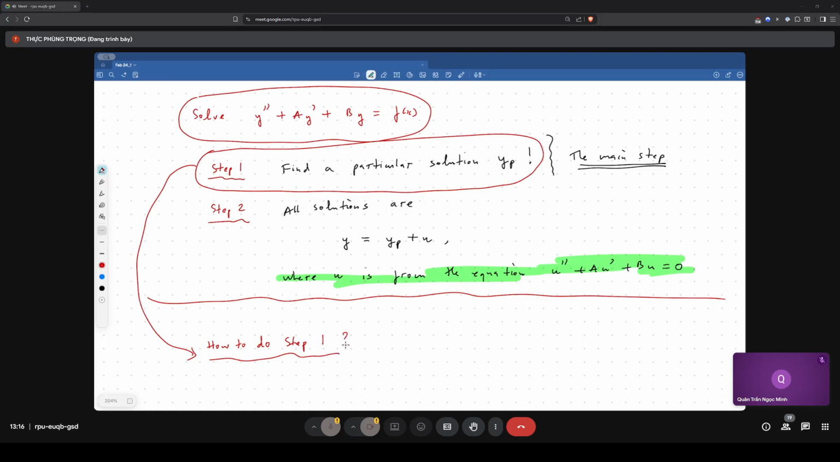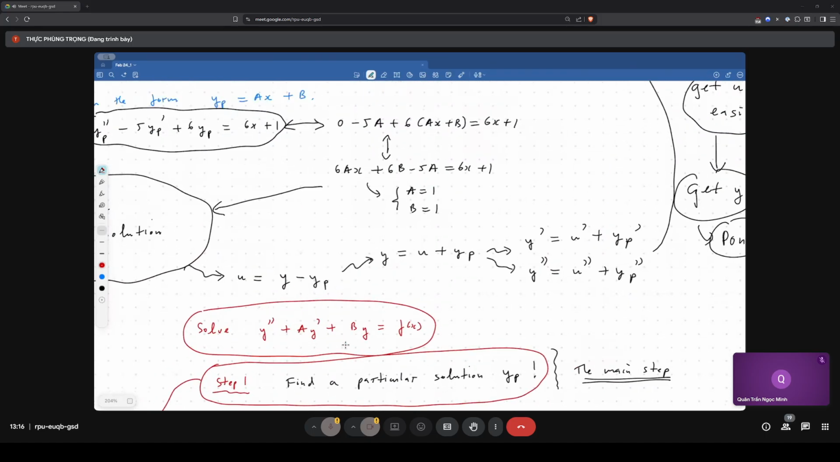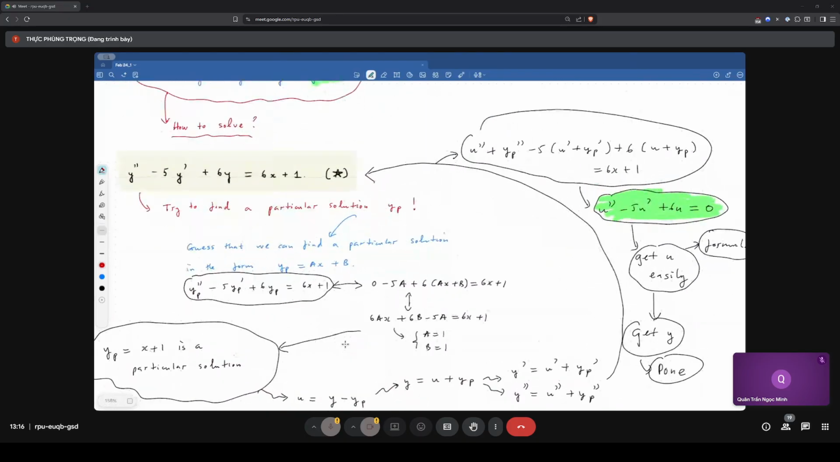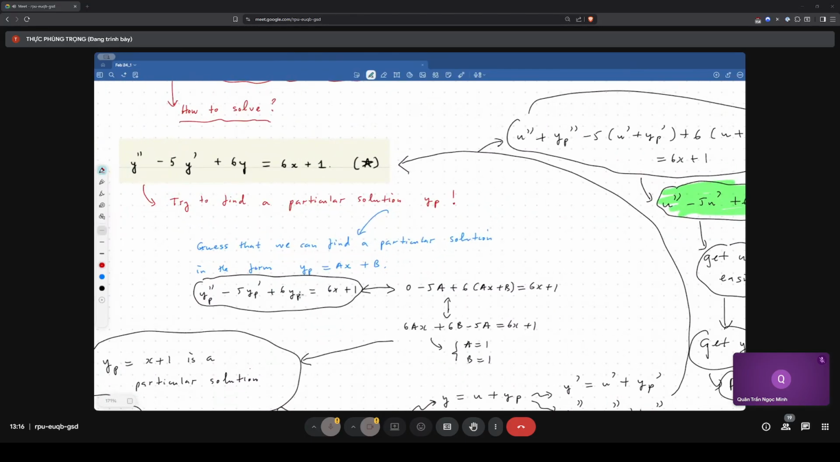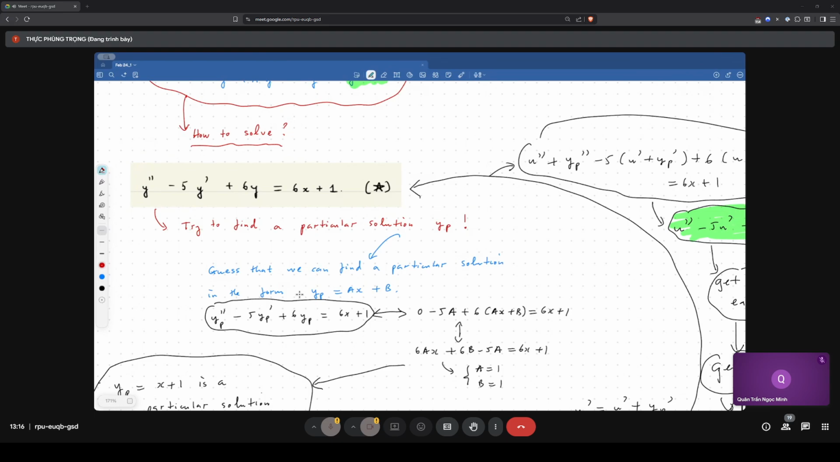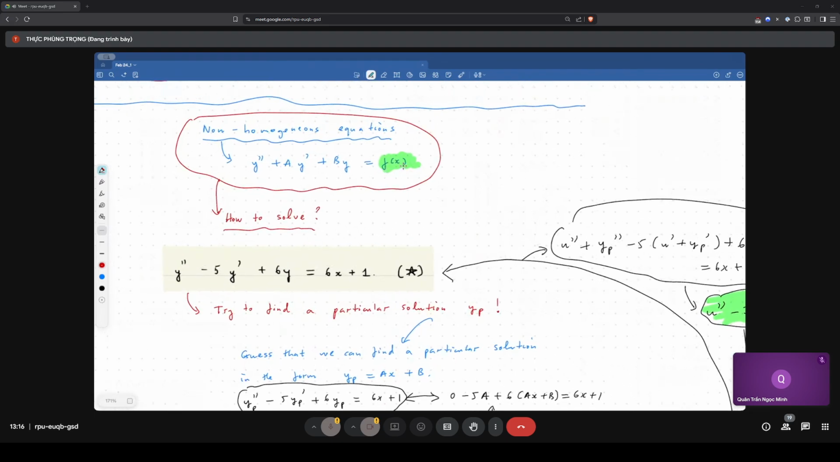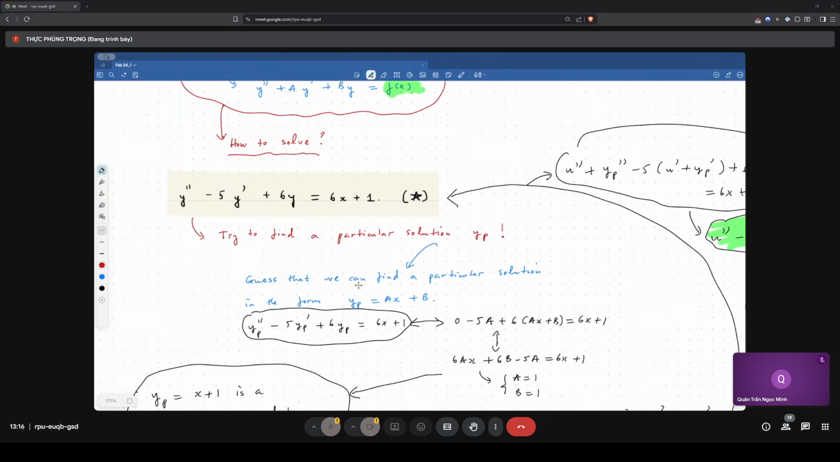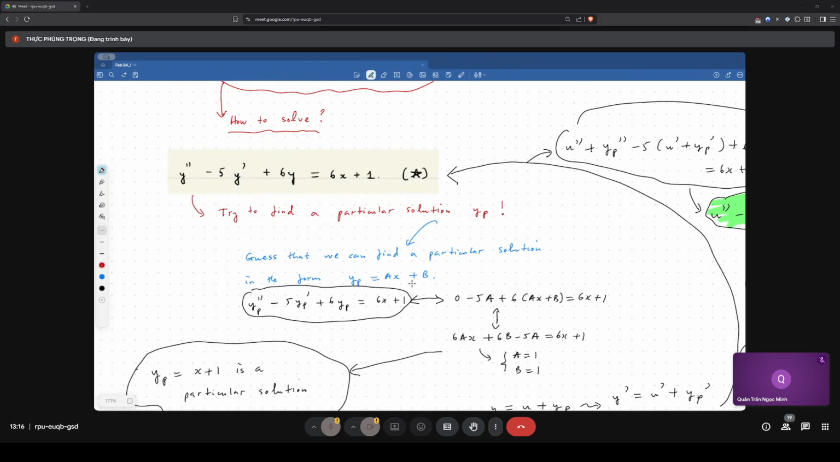How to find a particular solution. You can see in this example, we find a particular solution by guessing it from the right-hand side. If the function f is a linear function, we can guess that a particular solution is also a linear function.